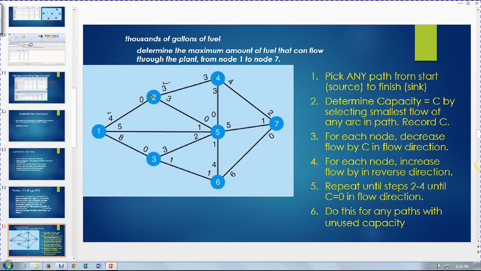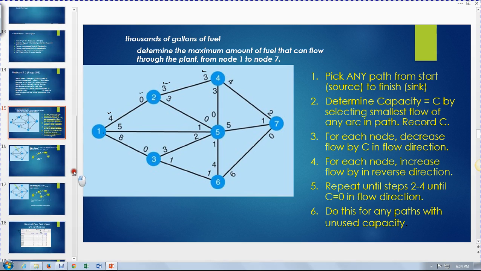But we also can have reverse capacity. From 2 to 1 is 0, and from 4 to 2 is 3. So every branch here has 2 capacities, one forward and one in the opposite direction. So what we're going to do is pick any path from the start 1 to the finish 7, any one. And like I picked 1, 2, 4, 7 to start with, I believe.